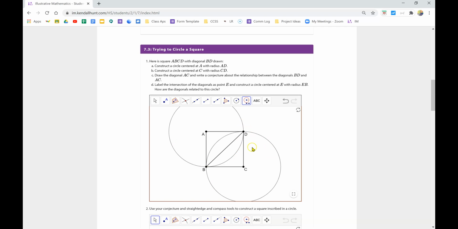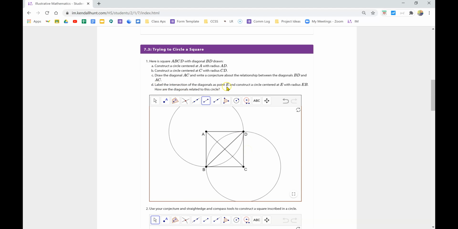Now, you're noticing, I hope, a pattern of the same type of picture where two circles intersect and you draw the line through those intersection points. The third part of number 1 says draw the diagonal AC. So I'm going to select my segment tool and draw from A to C. Now what do you notice about these two segments? What do they look like they are? What's the conjecture? That's the last part of that. Write a conjecture about the relationship between BD and AC.